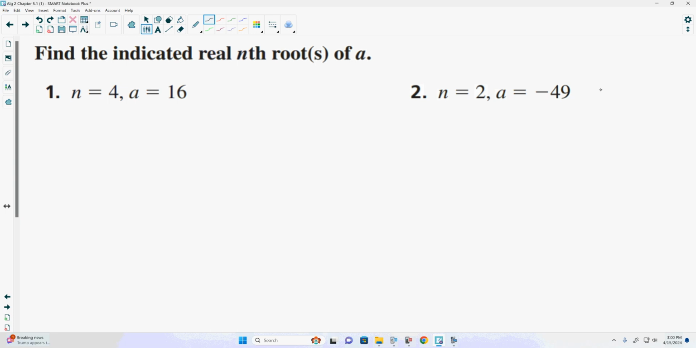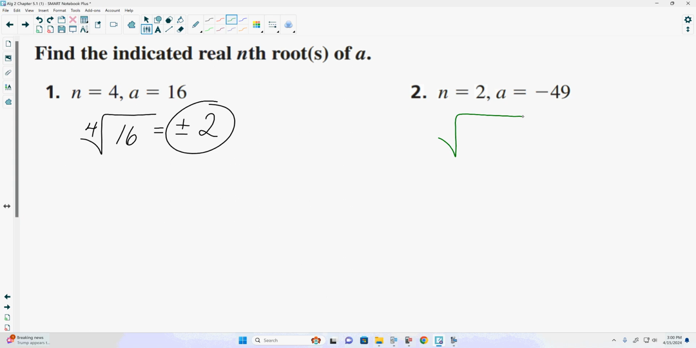N is 4, A is 16, so we're wanting the fourth root of 16. Again, just like the previous one, our index is even. And since the number inside is positive, we have two solutions, plus or minus. Now our fourth root of 16 is... Questions on these first three that we've done.